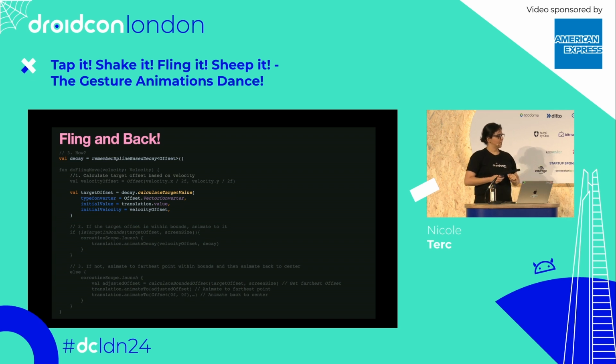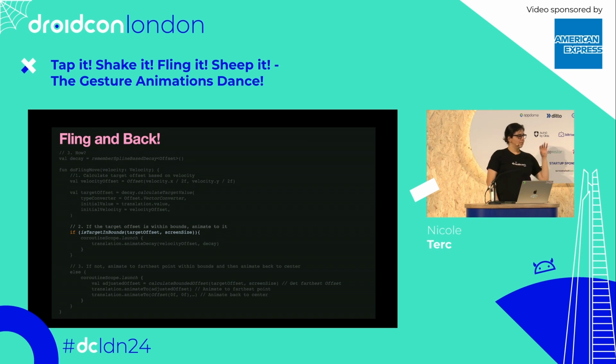Once we have this target offset, the second step is we need to check: is this target offset still inside the screen? If so, I am just going to let it animate until it stops, using the handy function animateDecay. The third step is, in the case that my chip would end up outside the screen, I am going to be doing two things.